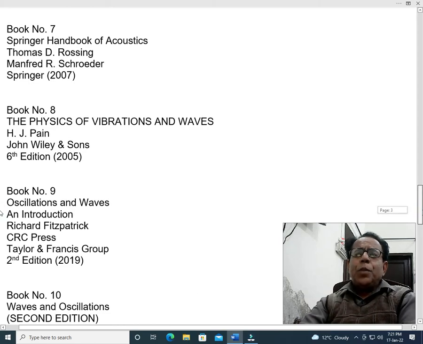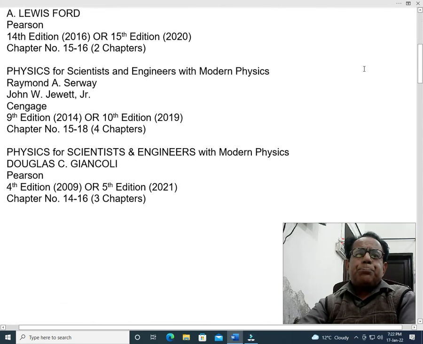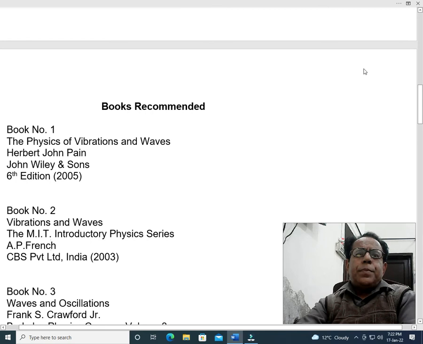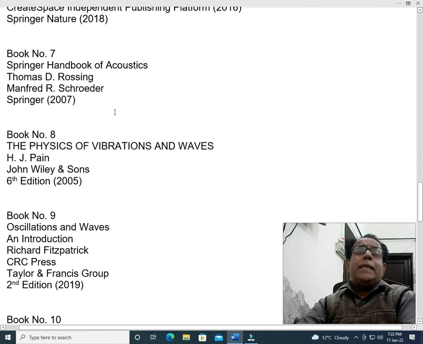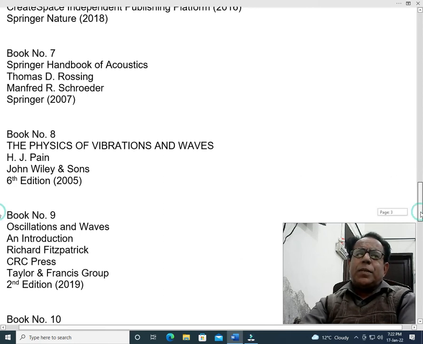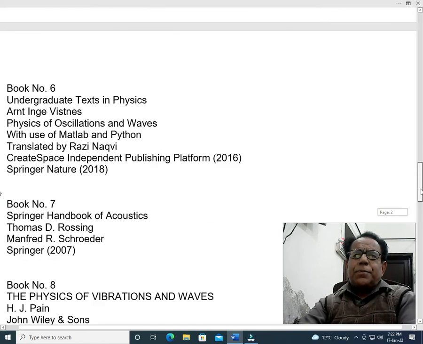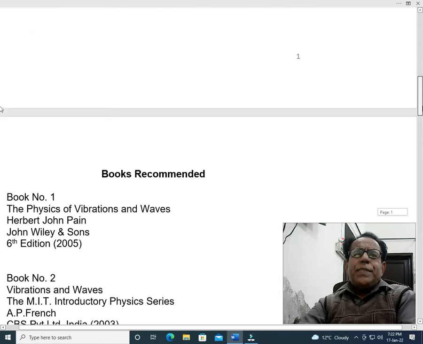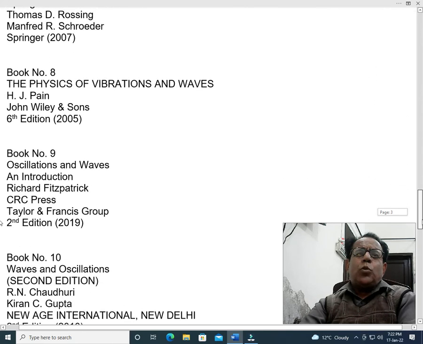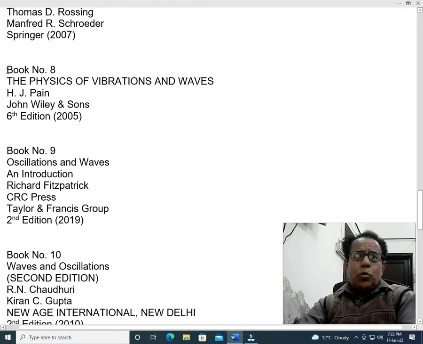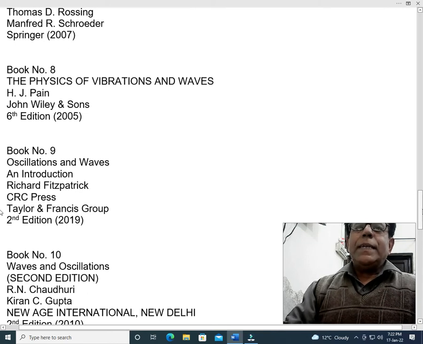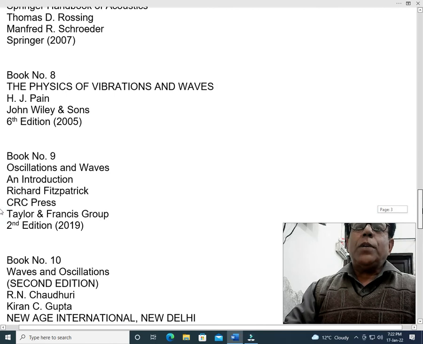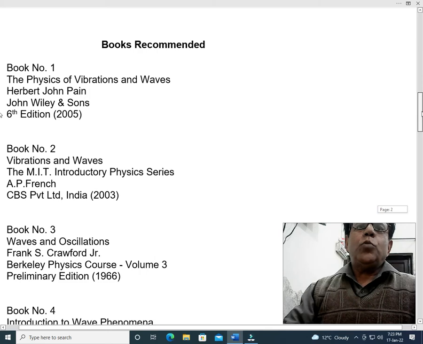We see perhaps this book has been repeated above. Herbert John Pain, book number 1. Yes, book number 1 is mistakenly repeated in book number 8. It does not make very much difference. It is not a blunder. It is a minor mistake. The Physics of Vibrations and Waves, H. J. Pain, publisher is John Wiley and Sons. Its sixth edition 2005 will be followed.